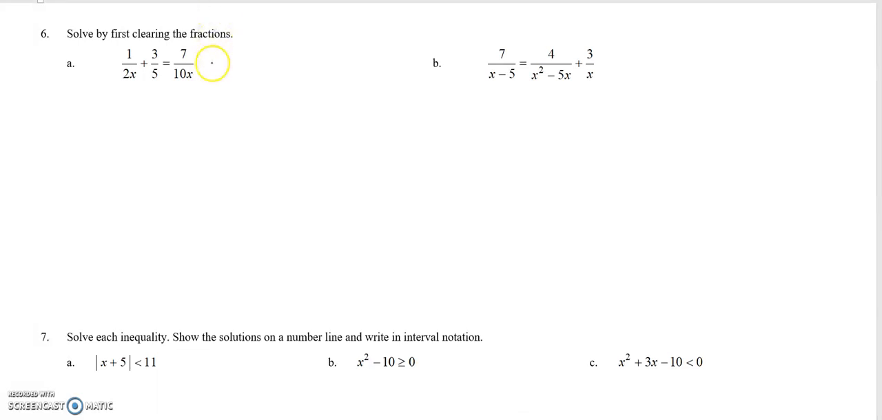Okay, page 2. Here we want to clear the fractions. We have an equal sign. If we were getting a common denominator, it would be 10x. So that is what we're going to multiply both sides by.